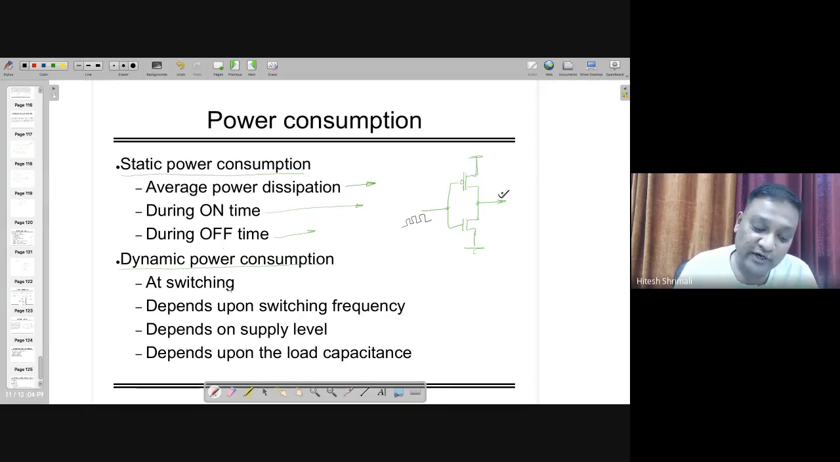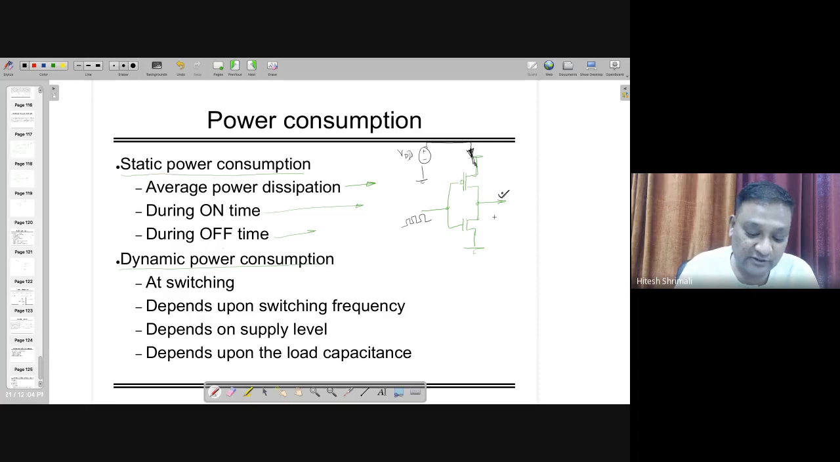So you are measuring two kinds of power. One is by keeping one ammeter in series with this VDD voltage source. You can find out the current flowing through this. So VDD times current is going to give you the power consumption, whereas the dynamic power is actually measured at the output where the switching action is going on.